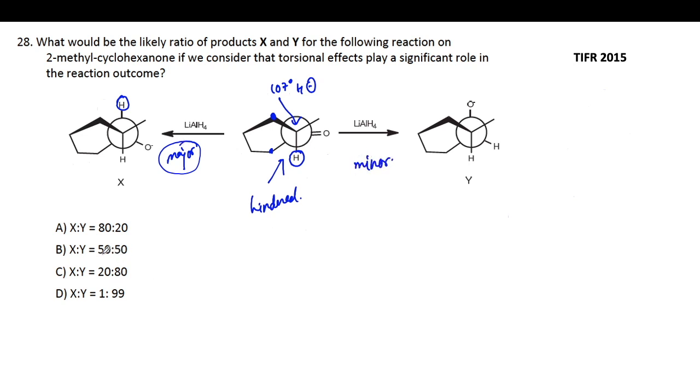So 50-50 is never major and minor. 20 of X and 80 of Y is just the opposite. So it's going to be option number A, 80-20. X is major, Y is minor. D is also wrong. Okay, so this was the question.